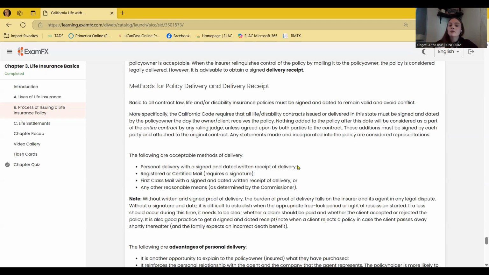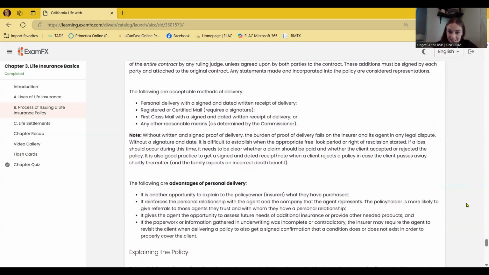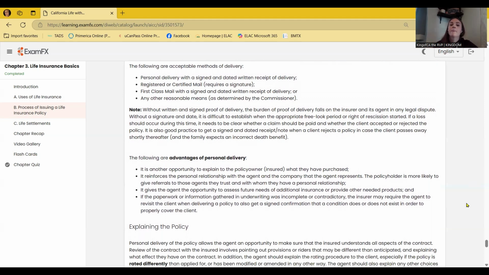Second, we are able to send it with registered or certified mail. Registered and certified mail, those are the two types of mail delivery that need a signature. Someone needs to sign off on it in order for it to be dropped off. So that is going to in turn take the place of that delivery receipt. First class mail with a signed and dated written receipt of delivery is also allowed, but you need to make sure that it's signed and delivered.